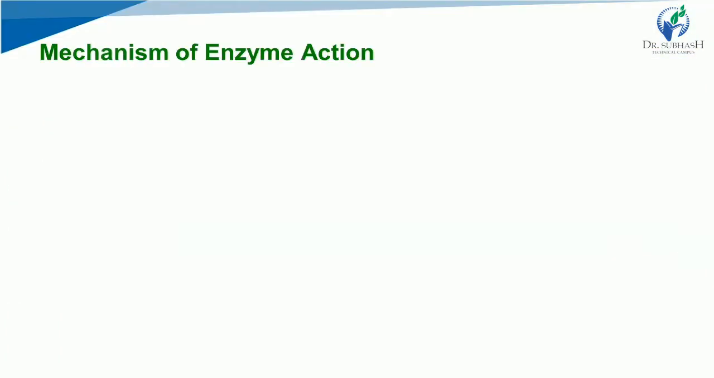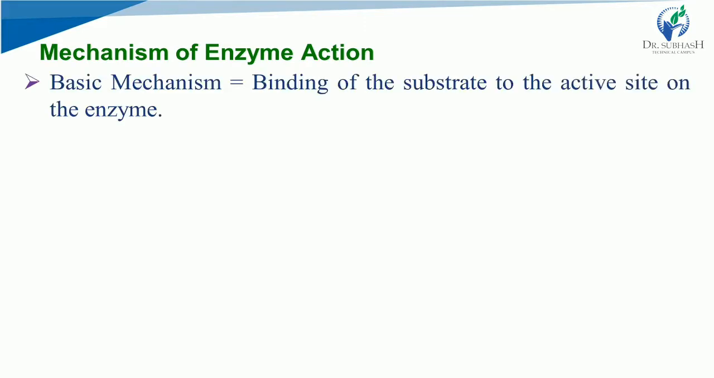Now coming to the main point, as I said, the mechanism of enzyme action. The basic mechanism of enzyme action, if we see, is when a substrate binds to the active site on the enzyme. This is the basic mechanism you need to get into your mind very clearly to understand this. The basic mechanism of enzyme action is binding of substrate to active site on the enzyme.